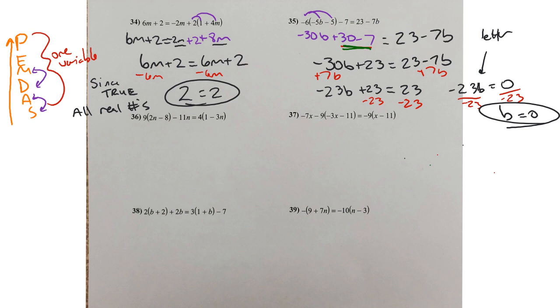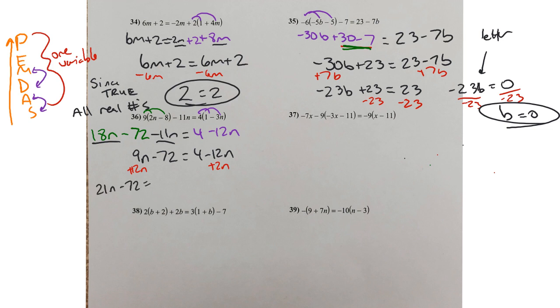36, exact same concept. 9 is going to distribute. I end up with 18n minus 72 minus 11n equals, the 4 is going to distribute, 4 minus 12n. Now on the left side, before I do anything, I'm going to put those two together. So I'm going to have 9n minus 72 equals 4 minus 12n. Now I'm going to add 12n to both sides. So I have 21n minus 72 equals 4.